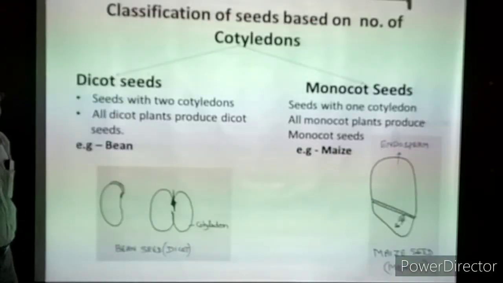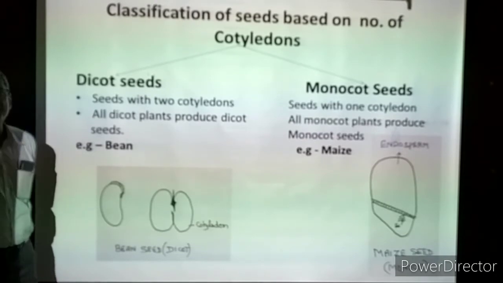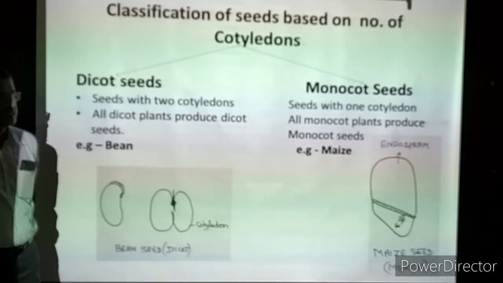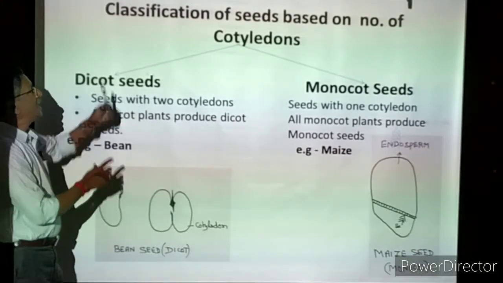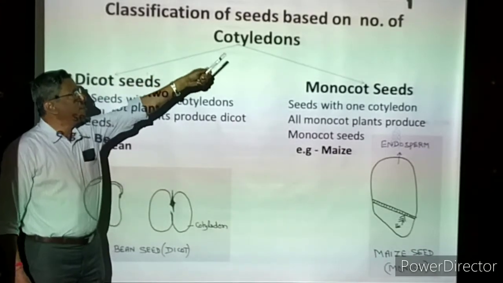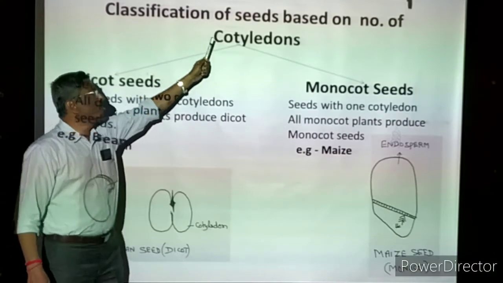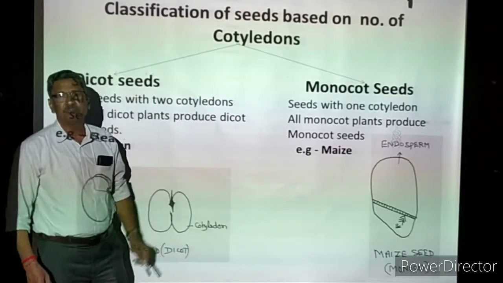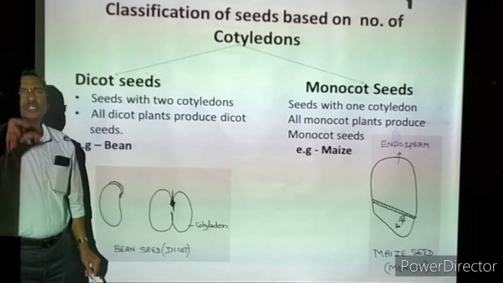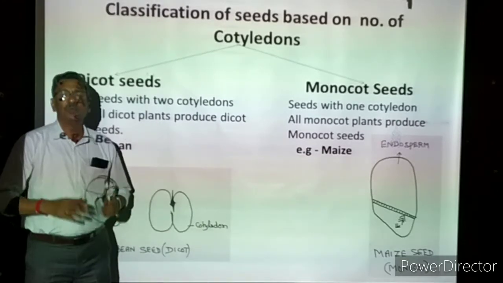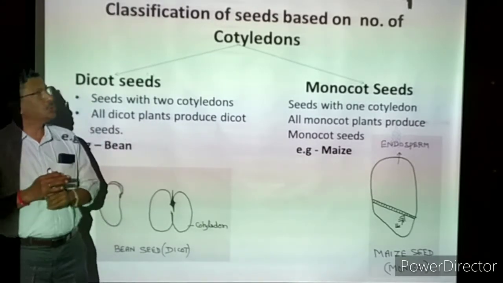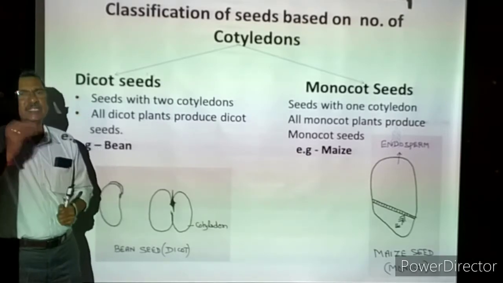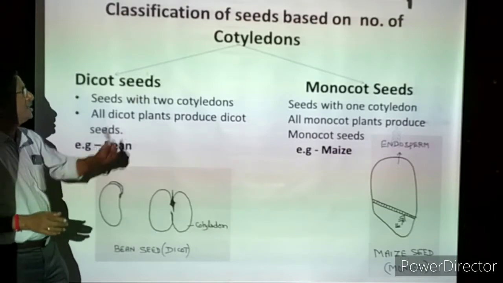Now we are going to see the classification of seeds. We are classifying the seeds based on two principles. The first one we are going to see: classification of seeds based on the number of cotyledons. So first we have to know cotyledons. What are they? Inside the seed, one structure is there called a cotyledon, which stores the food. So cotyledon is nothing but the food storing region in the seed.